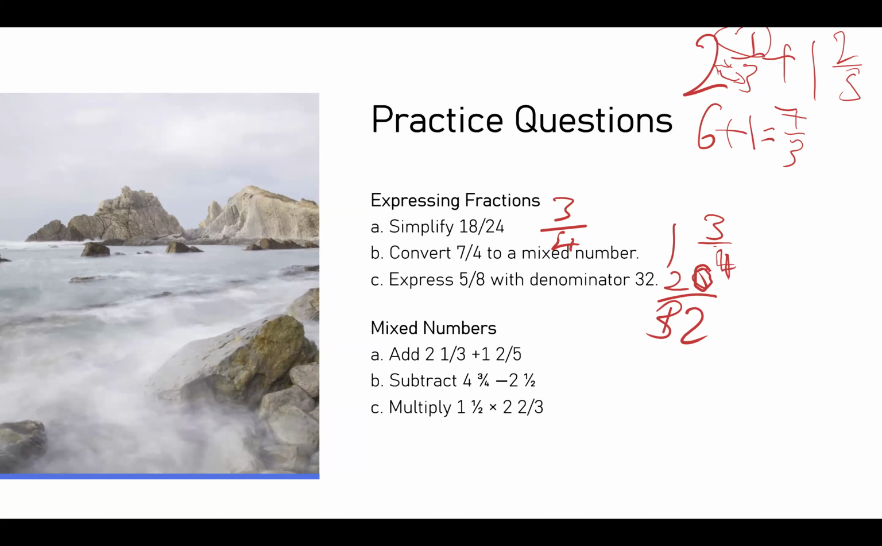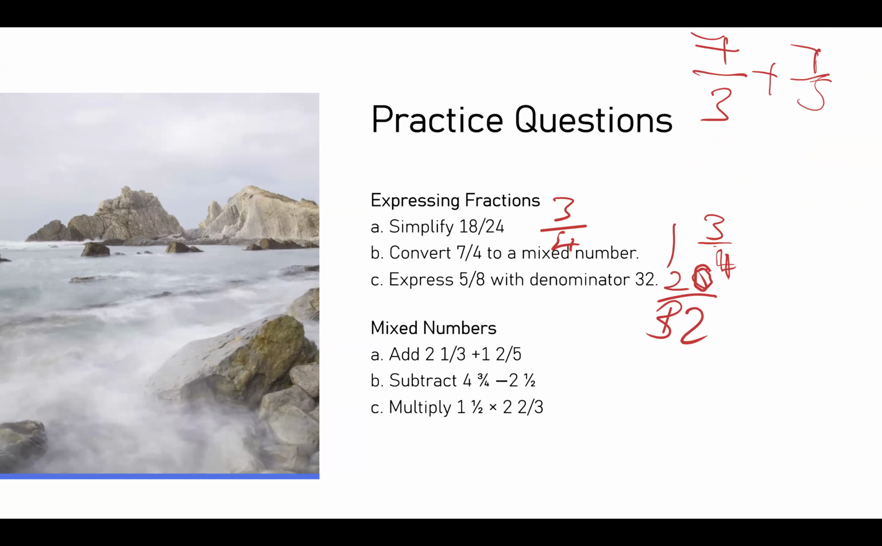To use that method with 1 and 2/5, we do 5 times 1, which is 5, add 2, which is 7, and we keep the denominator 5. So this becomes 7 over 3 add 7 over 5, because they're both improper fractions. Again, we need to make the denominators the same. The lowest number we can get to is 15, which they both multiply to.